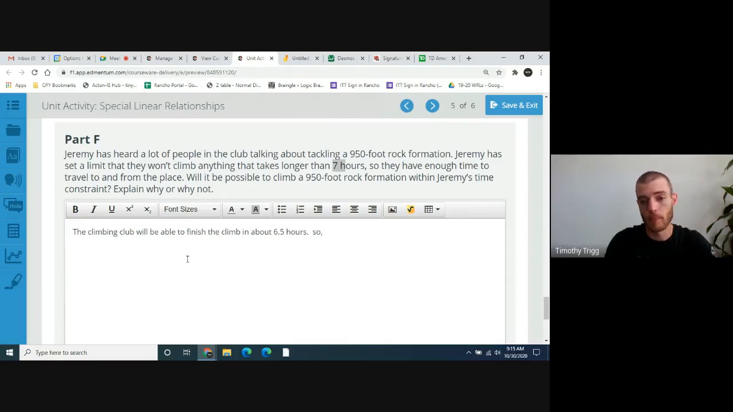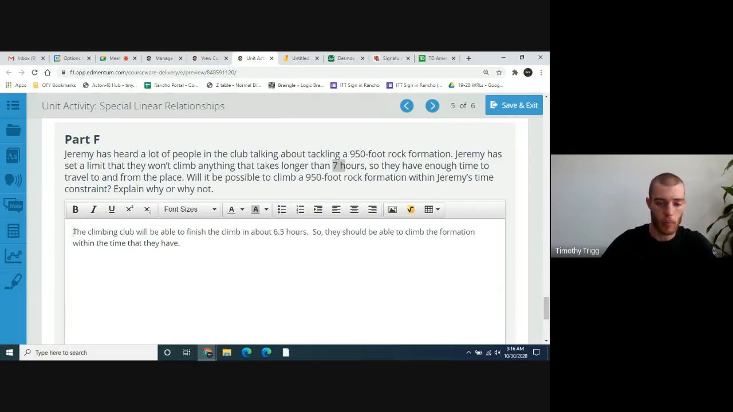So they should be able to climb the formation within the time that they have. Because remember, they gave themselves a 7-hour window. So if it only takes them 6.5 hours, then that's good.